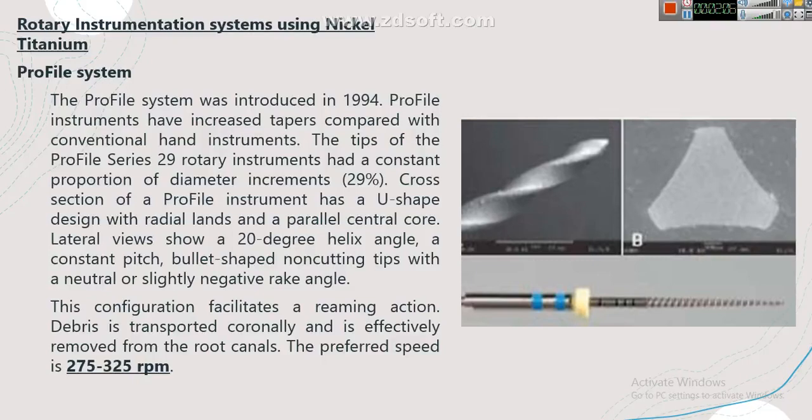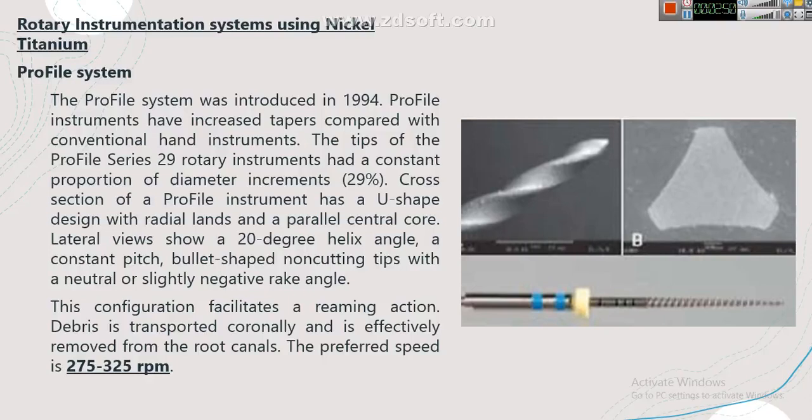proportion of diameter increasing 25 percent. The cross section of the profile system has a U shape. Sometimes if we look at the whole cross section, it looks like a triangular one. If we take a corner, the U shape would be detected well. So the design has radial lands and a parallel central core. The lateral view shows a 20-degree helix angle, constant pitch, bullet shape, non-cutting tip with a neutral or slightly negative rake angle.